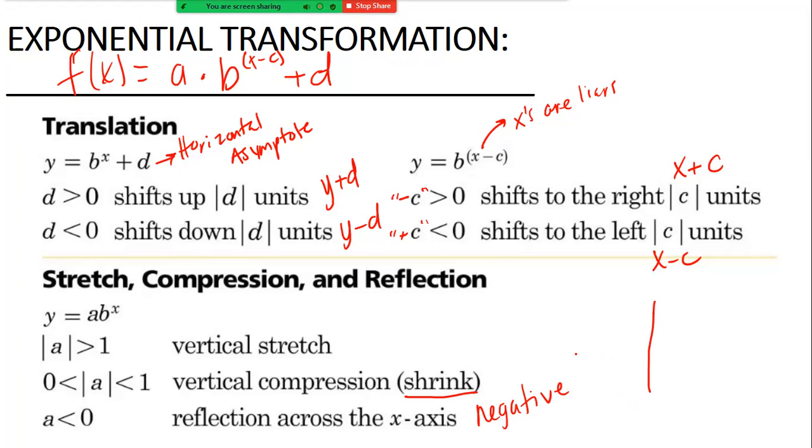So basically, my graph is minding its own business with a positive A. So this is if A is positive, and this is if A is negative. And that's a negative A.